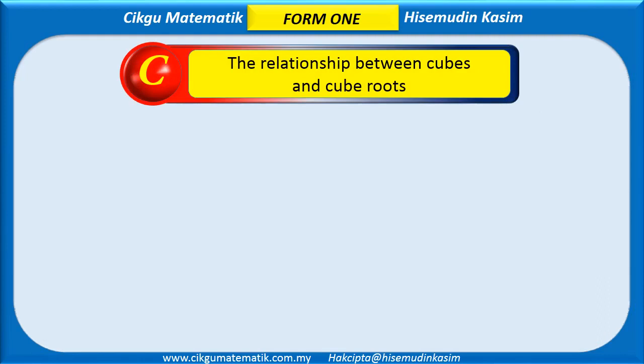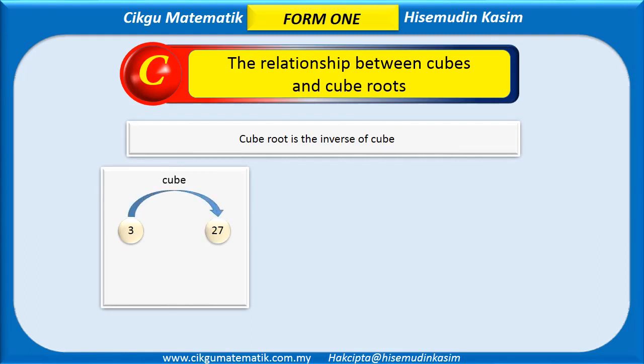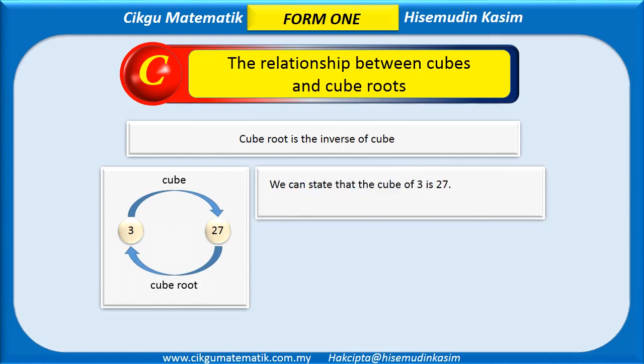C. The relationship between cubes and cube roots. Cube root is the inverse of cube. 3 cubed is 27. Cube root of 27 is 3. We can state that the cube of 3 is 27. Thus, the cube root of 27 is 3.